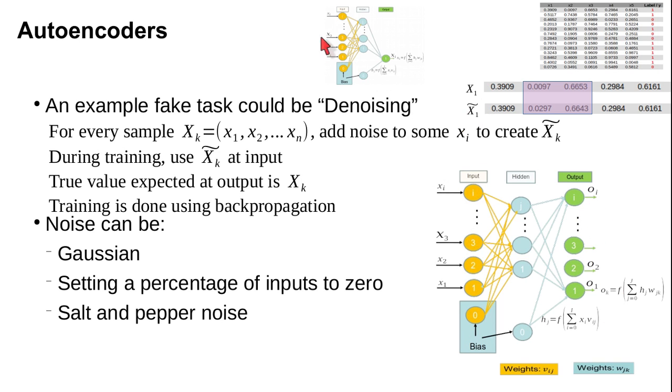The difference between these 2 networks is that during training of these networks, the feature vector is fed as input, and the true value that is expected at the output is this label value. And this is used in backpropagation. While training this network, the input is this noisy data for each training sample, and the true value that is expected at the output is the original feature vector.